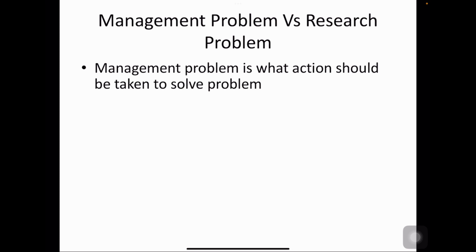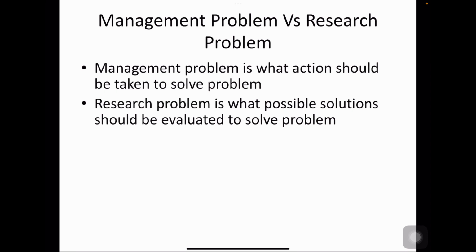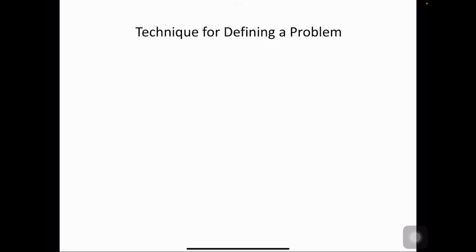Management problem versus research problem. Management problem is what actions should be taken to solve problem. Research problem is what possible solutions should be evaluated to solve problem. Hence, management problem should be translated into research problem that determines what data should be provided and how to acquire it, how to convert data into information.